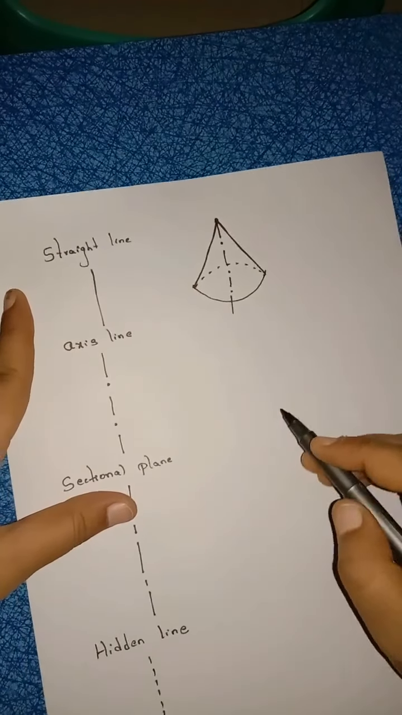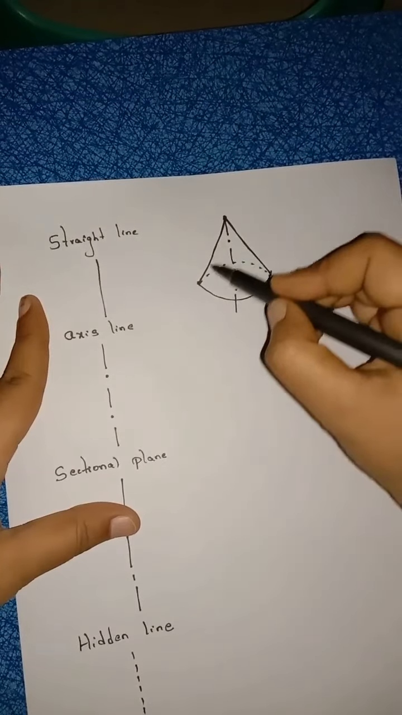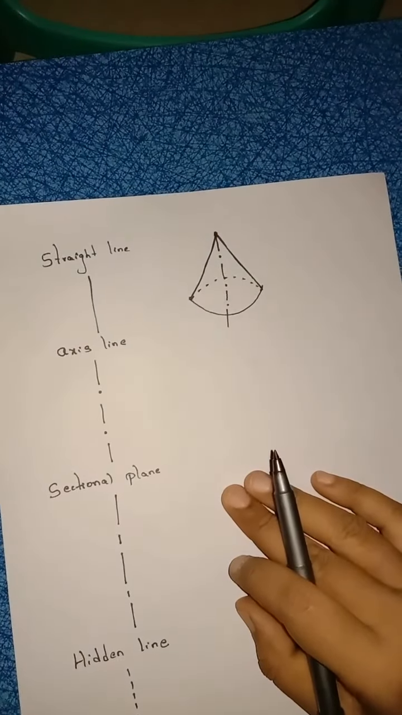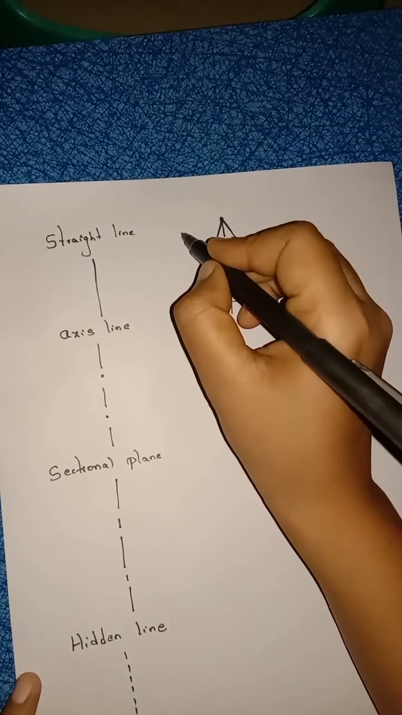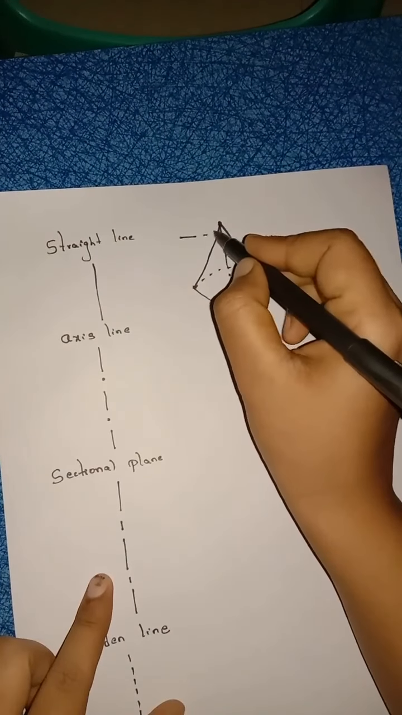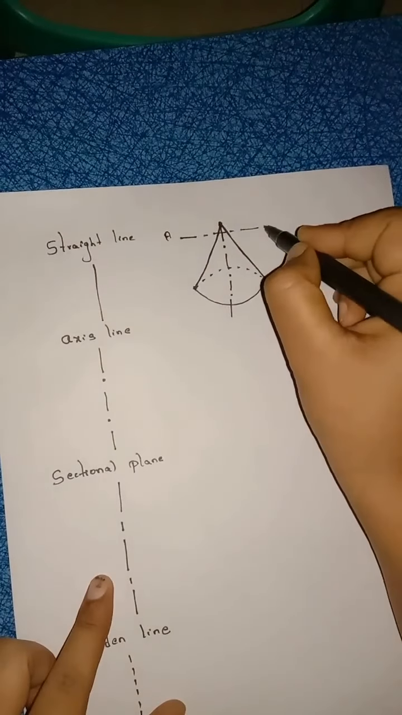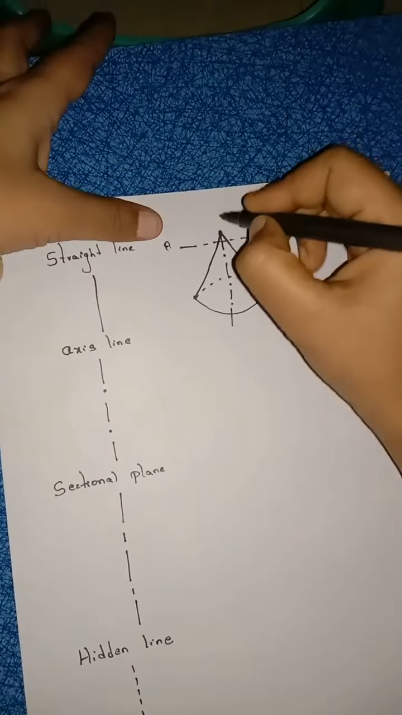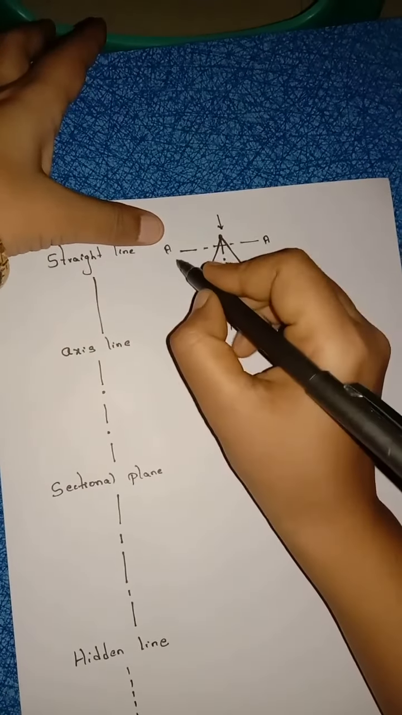Now what I am saying, suppose I am removing the top portion of the cone with the help of a sectional plane. How will the sectional plane line be? Large dash small dash, large dash small dash. Naming it as AA, if I am removing the top portion of the cone, the section obtained is a circle, right?